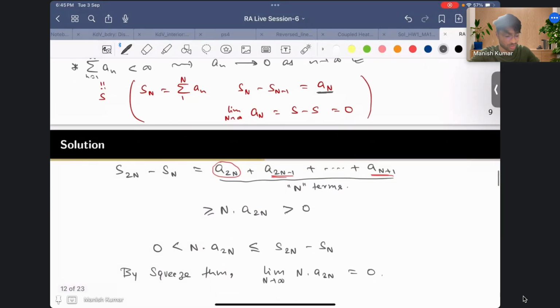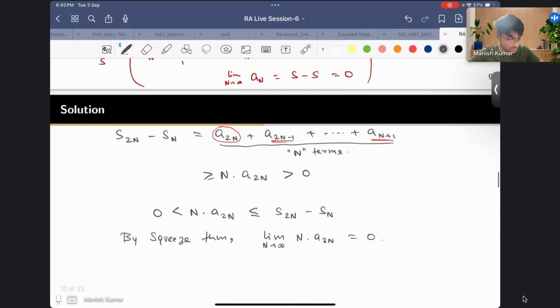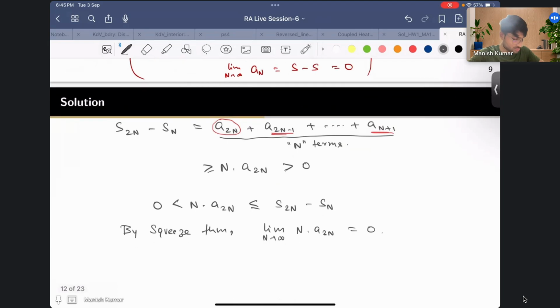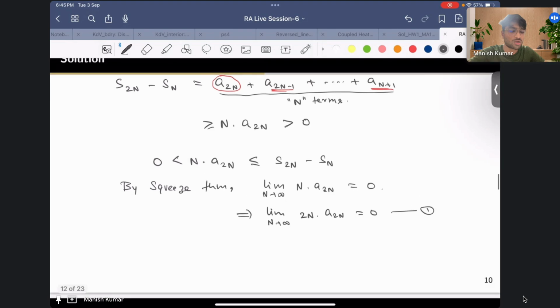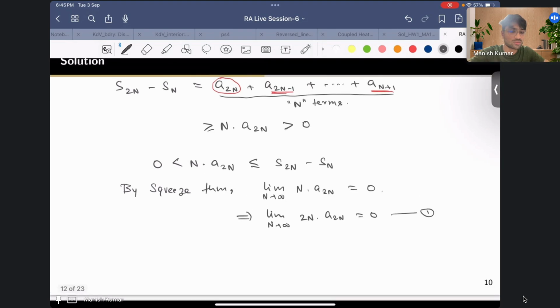So here what we have proved is that it's still not a subsequence. So what I can write from here is, if I multiply this by 2, then also it's true. So I will get 2n times a_2n goes to 0. So I have got that one subsequence, which is the even subsequence, is going to 0, right? Now can you tell me how to prove that the actual sequence goes to 0?